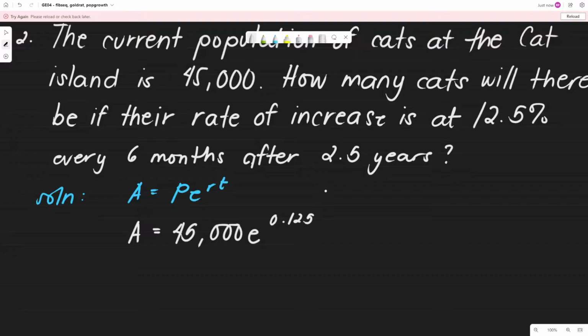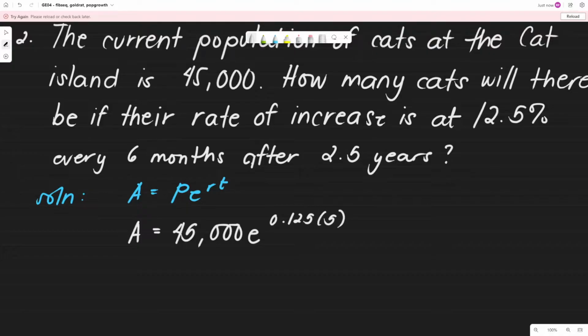Since this is every 6 months, this is the critical part: you need to be careful about the time reference of the given rate, in this case 6 months. We cannot directly substitute 2.5 years, because 6 months is not equivalent to 1 year. In every year, we have two 6-month periods. So if we convert 2.5 years into 6-month periods, that will be 5. This means our time is 5.